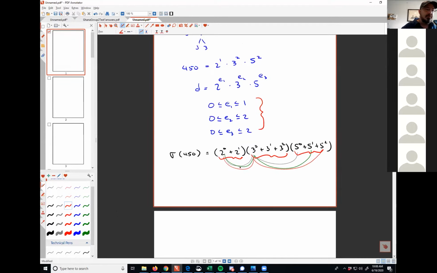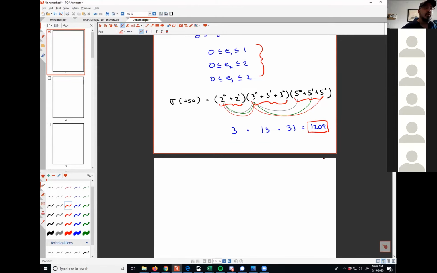Okay. Now, if we wanted to, we could just go ahead and compute these numbers, which are 3, that's 1 plus 2. And then 1 plus 3 plus 9 is 13. And then 1 plus 5 plus 25 is 31. And multiply this together and we get 1209, I think. Let me know if anybody has a different result there. Yeah, I got 1209. Good.